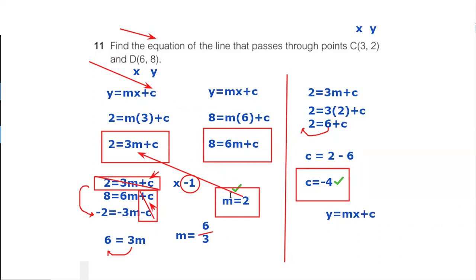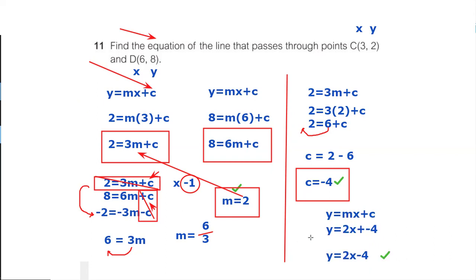Now I'm going to substitute the m with 2 and the c with negative 4. So the equation will be y equals 2x, because the m is 2, and then the c is negative 4, so 2x plus minus 4. So y equals 2x minus 4. And this is the equation of the line that passes through these 2 points. And this is how you answer a question like this.